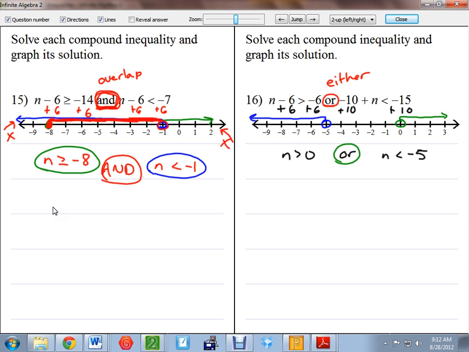Now since this is an "or" graph, it only matters that it's on either arrow, and any of the numbers on the blue or the green are part of the solution. So my solution set is what is drawn here in red, the section to the right and to the left. And this is the typical "or" graph. It goes apart from each other.